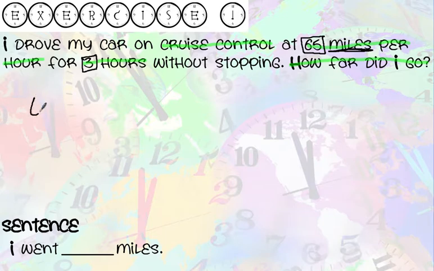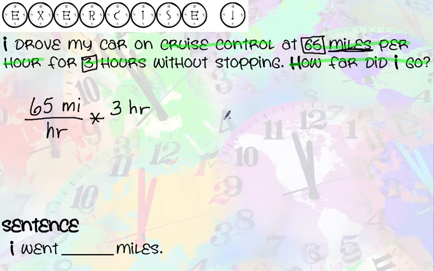So I know that I'm going 65 miles per hour, and I'm going to multiply that by the 3 hours that I drove. My hours and hours cancel each other out. I put the 3 over 1 because it's a whole number. And when I multiply 65 times 3, I get 195, and I'm only left with miles. So my answer is 195 miles.